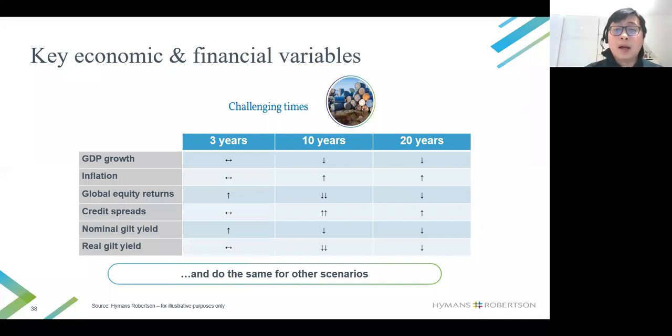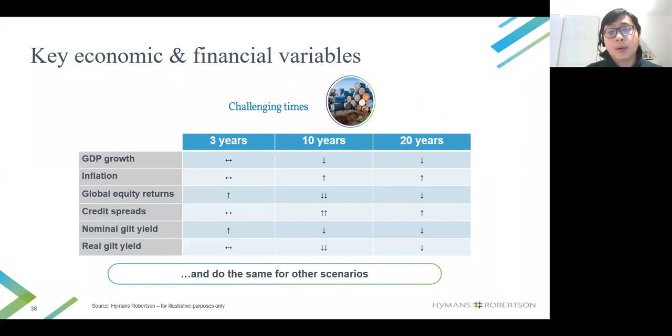In the short term, nothing changes as governments and corporates are not doing anything to tackle climate change. Therefore, we actually observe that things such as GDP and inflation are relatively unchanged, and equity returns continue to increase. So we can see this in the column where we've captured the 3 years impact.